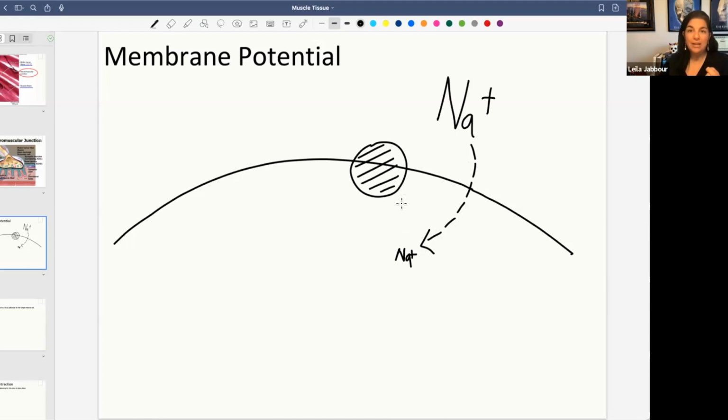The pump has the job of pumping these ions against their gradient. This is not going to happen naturally because they're already very concentrated outside of the cell, right? This is outside.